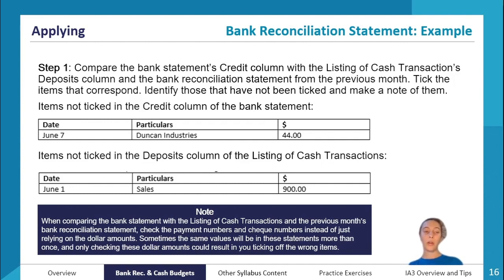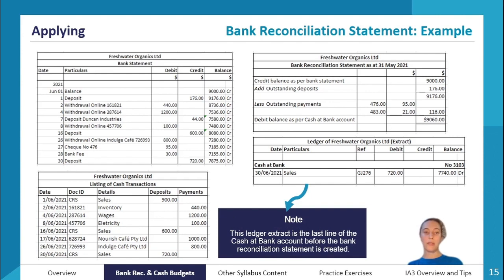If we have a look, we've got June 7, Duncan Industries for $44. If we go back to our previous slide, then we will be able to see that this is where we got this from. We can see on June 7, deposit Duncan Industries for $44 is in the bank statement, but then it isn't accounted for in the listing of cash transactions. So that is where we're getting that information from.